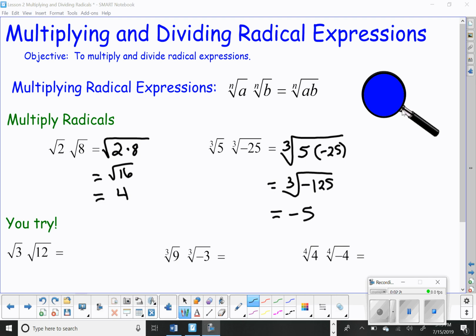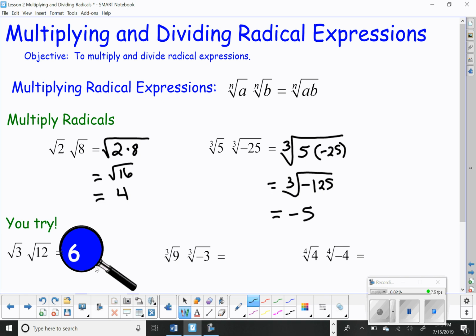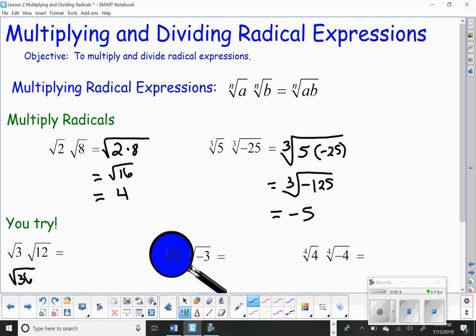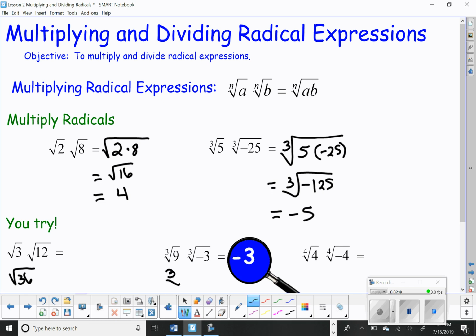Hooray, you're back. Let's see how you did. The square root of 3 times the square root of 12, well, that's 6, because it means that you've got the square root of 36. What about over here? We've got the cube root of 9 times the cube root of negative 3. Did you get that one? This became the cube root of negative 27.